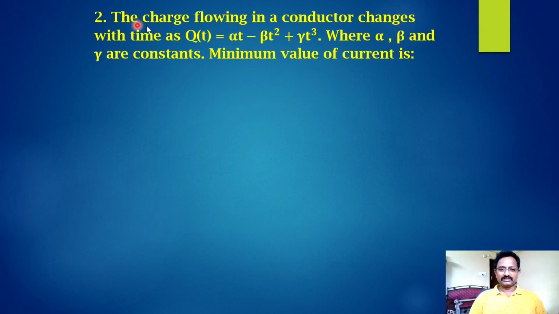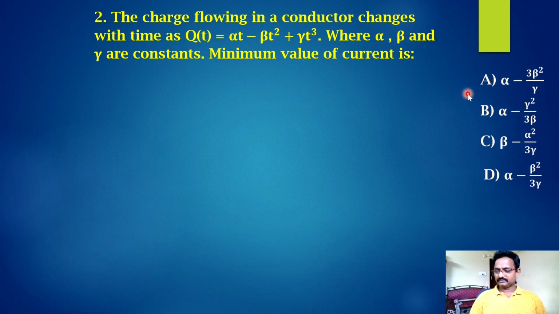Here is the second question. The charge flowing in a conductor changes with time as Q of t is equal to alpha t plus beta t square plus gamma t cube. That means here charge is given as a function of time. That means if time changes, Q changes. Where alpha, beta and gamma are constants. The minimum value of current is, so we have to calculate the minimum value of current.